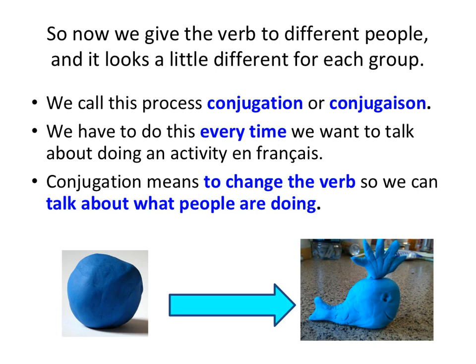So now we give the verb to different people, and it looks a little different for each group. We call this process conjugation, or en français, conjugaison. We have to go through this process every time we want to talk about doing an activity en français. What conjugation means is to change the verb so that we can talk about what people are doing. It's the process of taking that big lump of clay and changing it into something individualized.